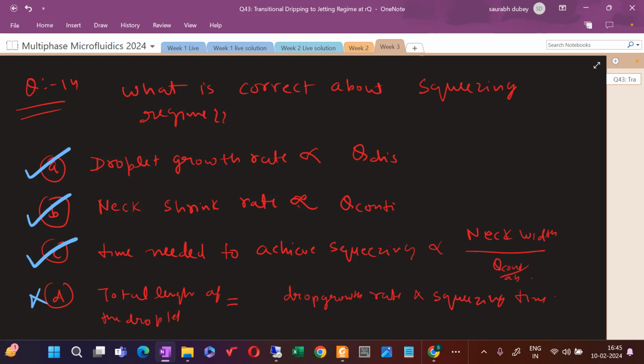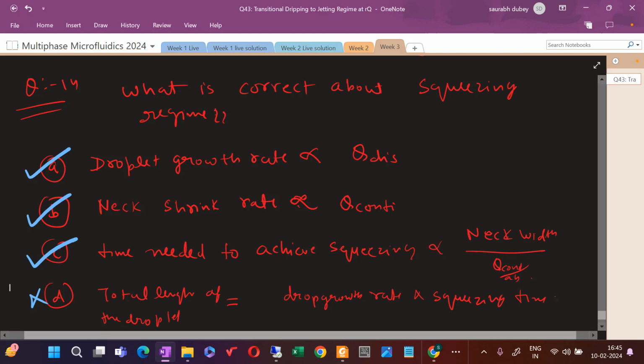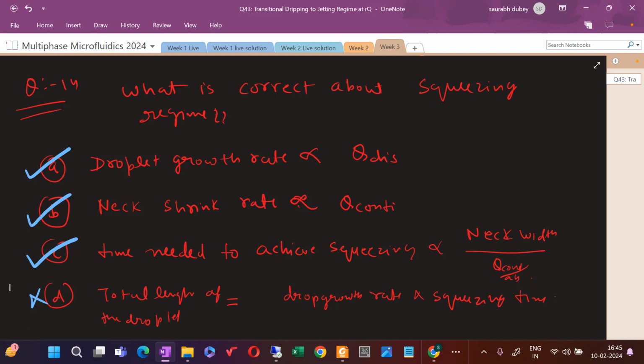And in the dripping mode, there is the balance of viscous drag on the droplet and the interfacial force, which is the surface tension. So that is correct for the dripping problem.